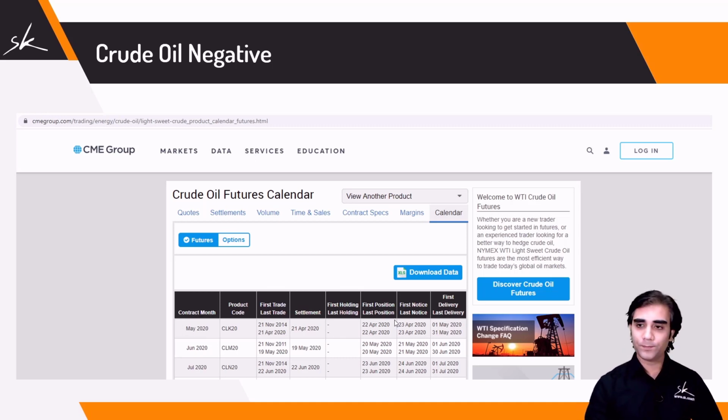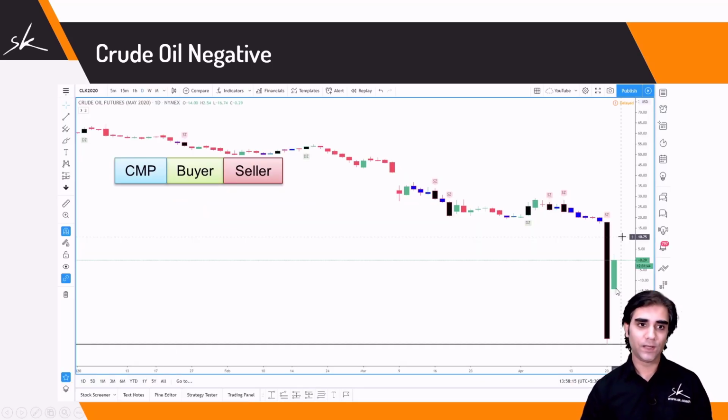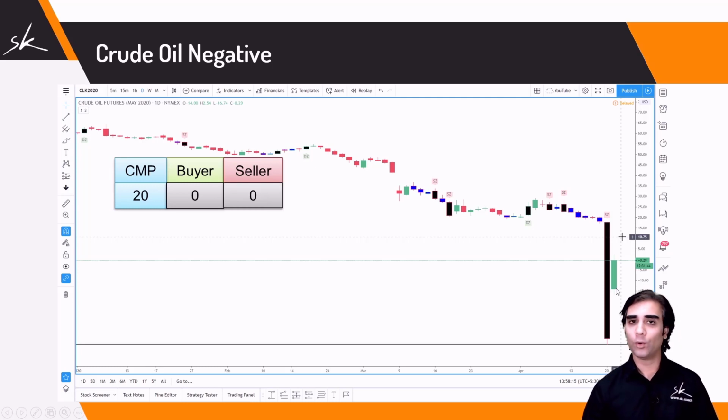So what happened here? Because the contract was supposed to expire, let's assume that a buyer and a seller got into a contract when the crude oil was trading at $20. So when the crude oil was trading at $20, the buyer could immediately sell at 20 without having any profit or any loss. Similarly, the seller could also immediately buy at 20 without any profit or loss, because they are entering at 20 and exiting at 20. So at $20, when they are entering that contract, no profit, no loss for either the buyer or the seller.